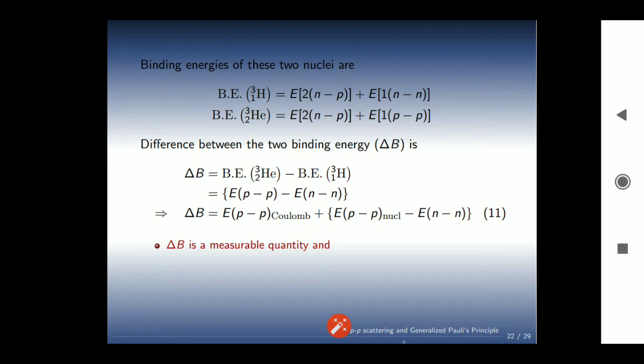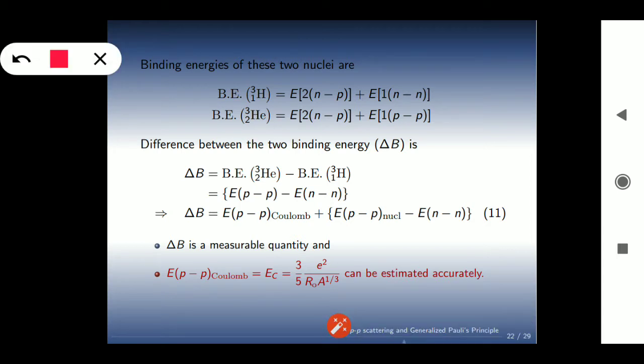In this expression 11, delta B is a measurable quantity experimentally, and the first part of the RHS of 11 is estimatable. That can be estimated accurately using this expression, because the Coulombic interaction just requires the magnitude of charges and the separation distance between the two particles. So if we can estimate this and that, then we can learn about these two systems, E_PP nuclear minus E_NN.